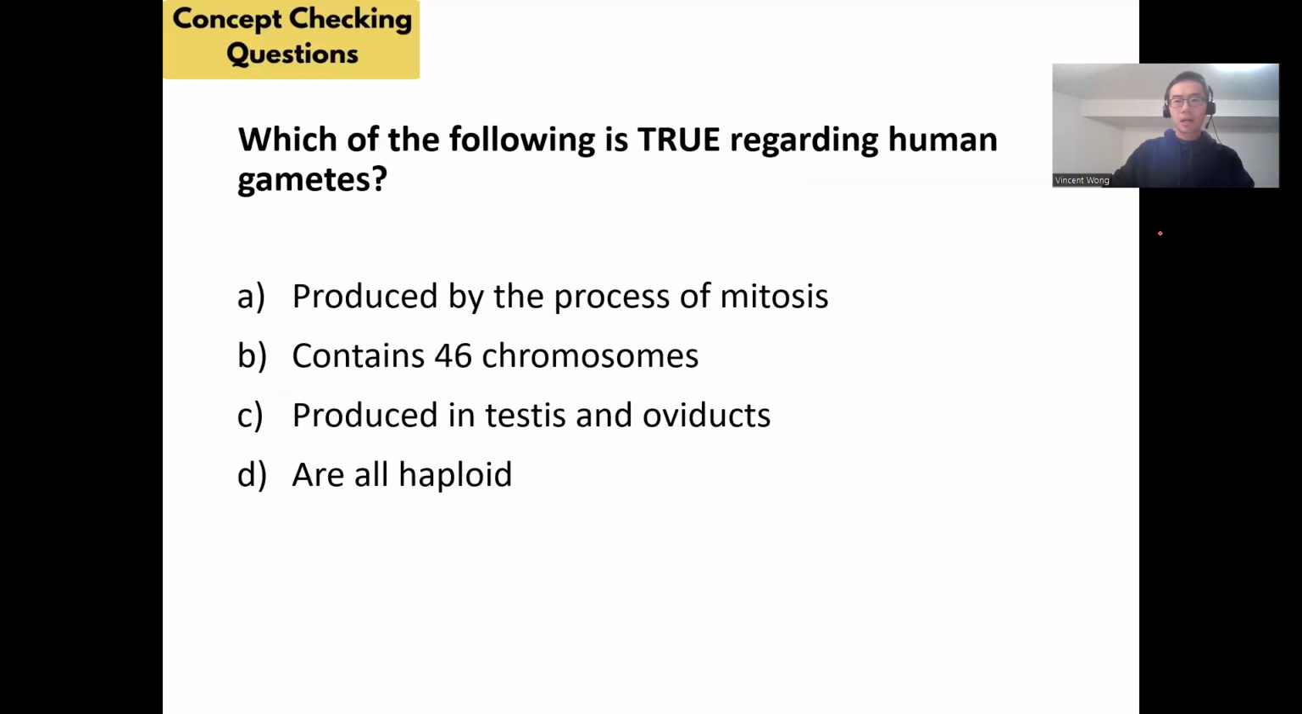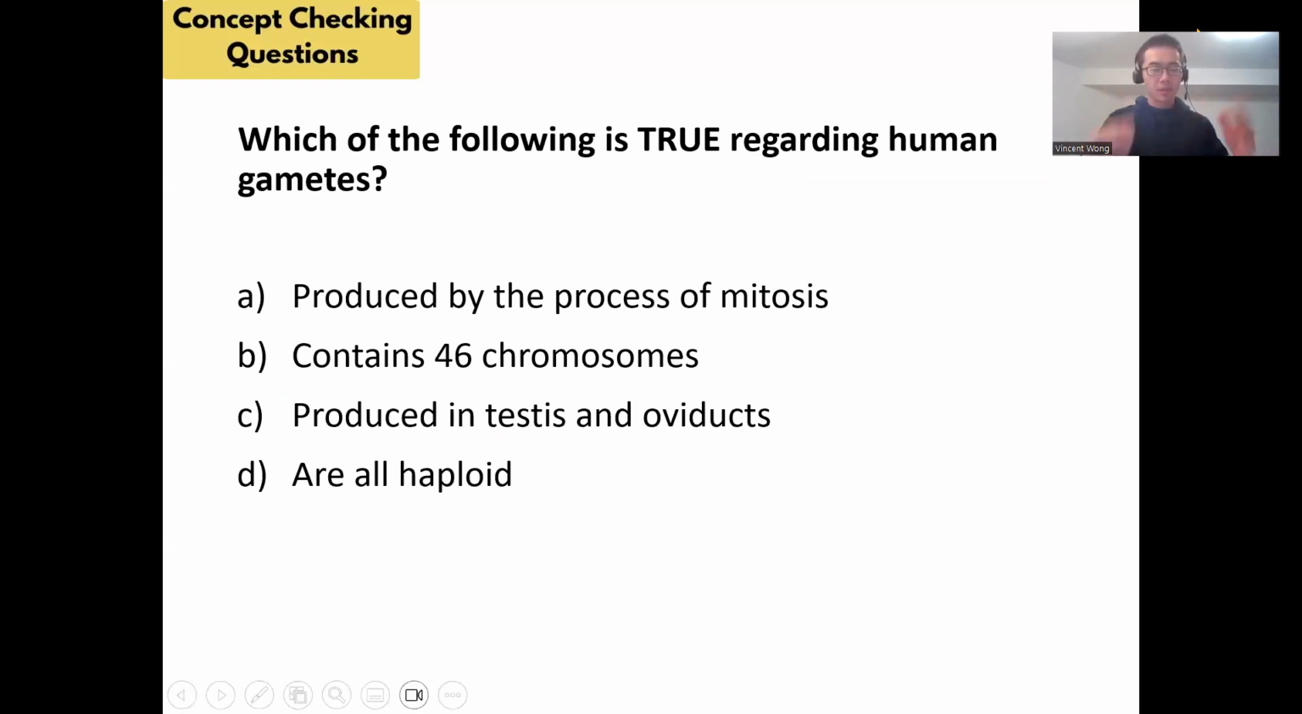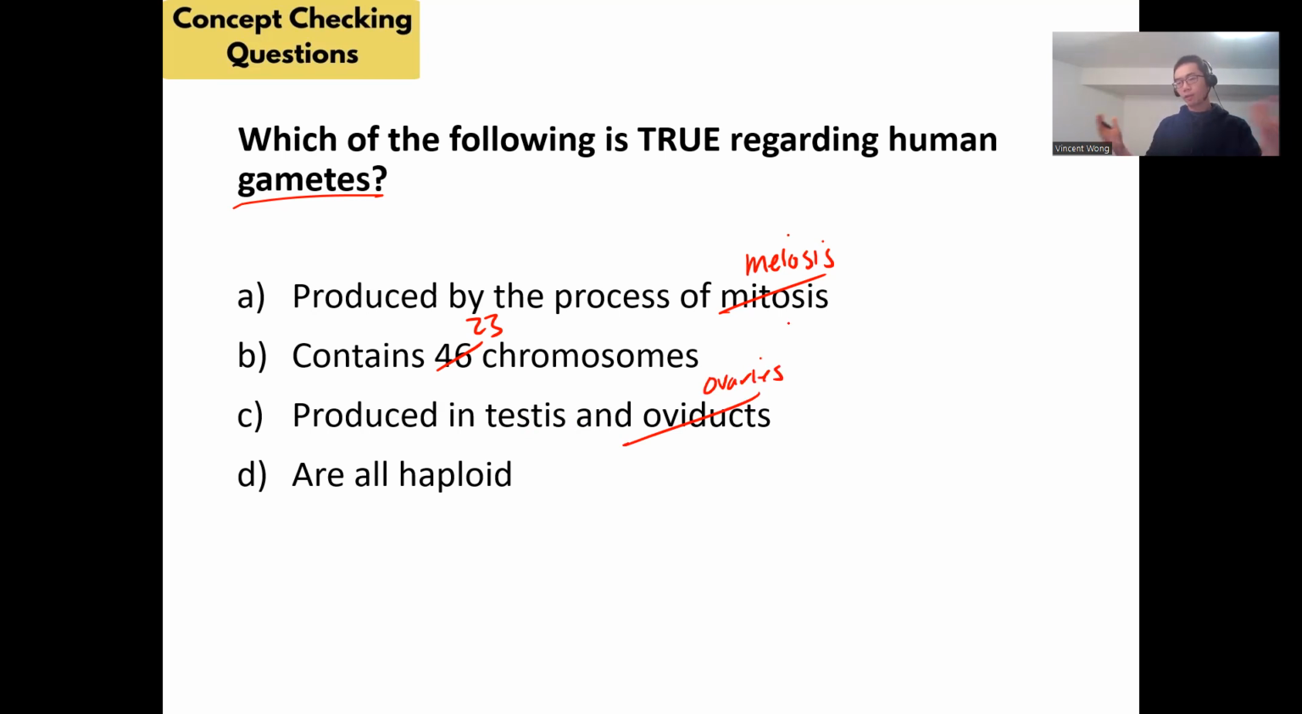Next question. Since you guys are not really participating, I'm just going to tell you the answer. Which of the following is true regarding human gametes? Gametes are sperm or egg. It is produced by the process of mitosis. That's not true. Gametes are produced by meiosis. Contains 23 chromosomes in gametes, not 46. Produced in testis and oviduct. It's ovaries. Oviduct is like the fallopian tube, right? That's where fertilization occurs. All are haploid. That's the correct one.